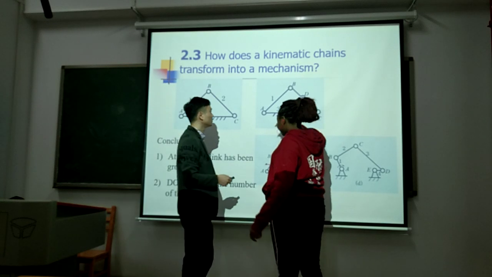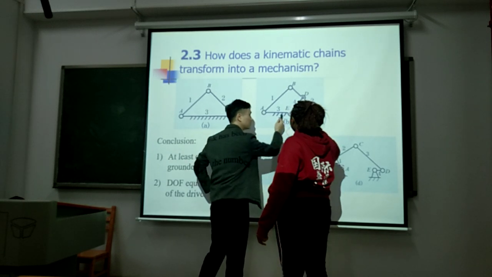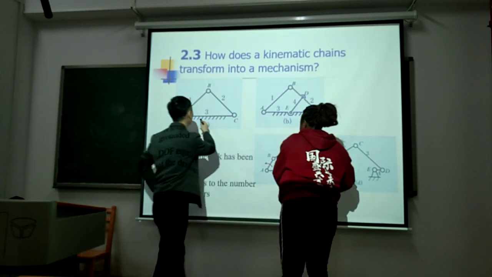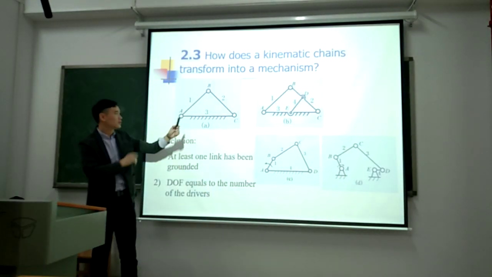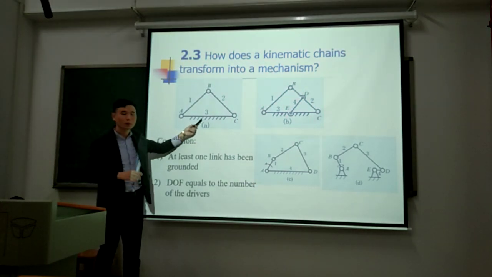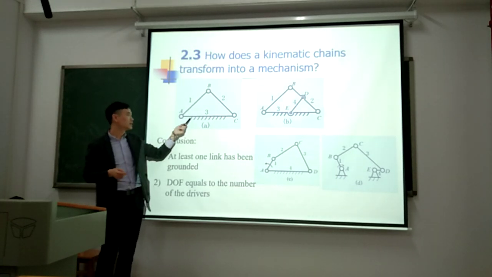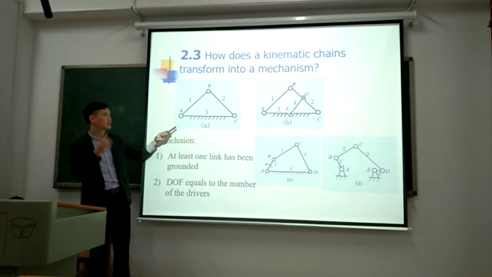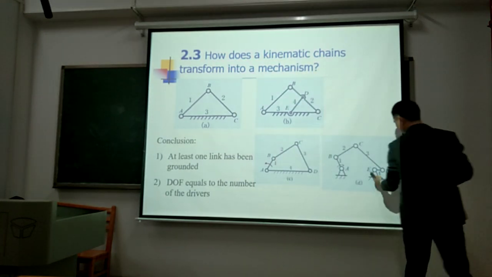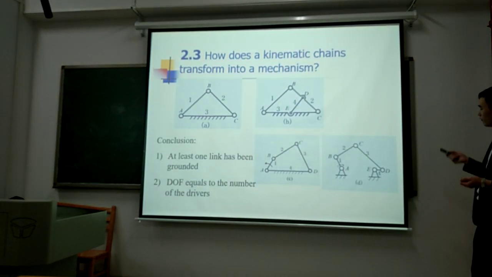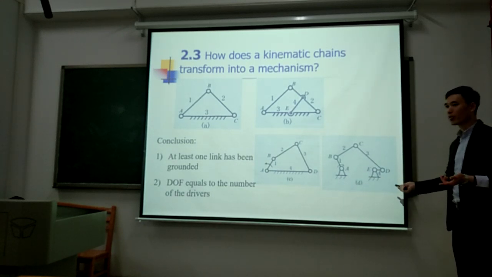This line means that this is fixed. With this kind of line, no matter what kind of link, if it has this kind of line, it means it is grounded, fixed. Like this. No matter what kind of link or joint, if it has this kind of line, it means wrong. That means good.